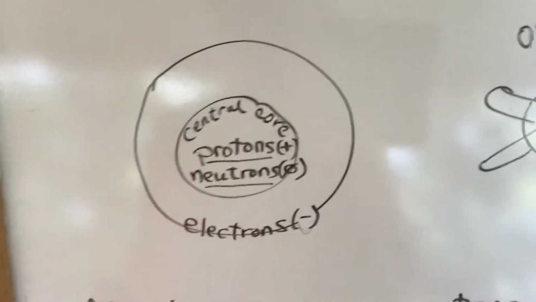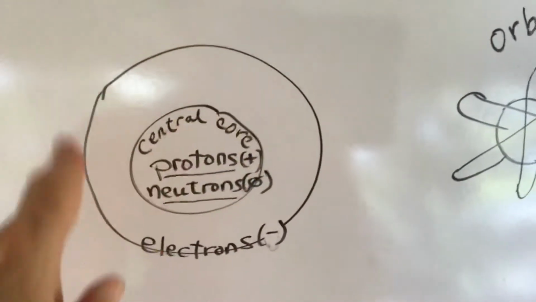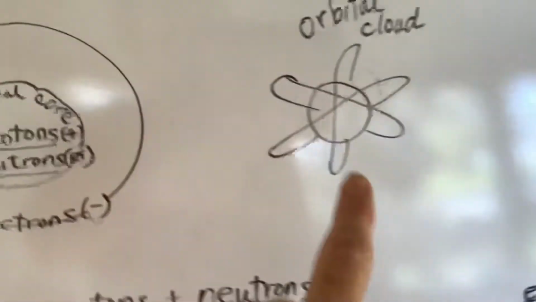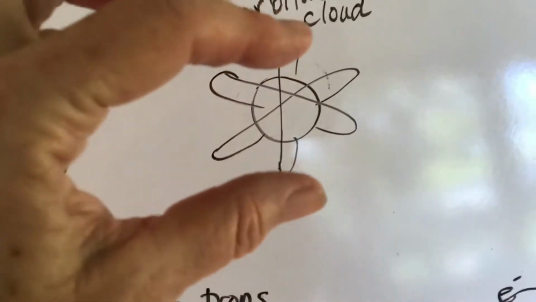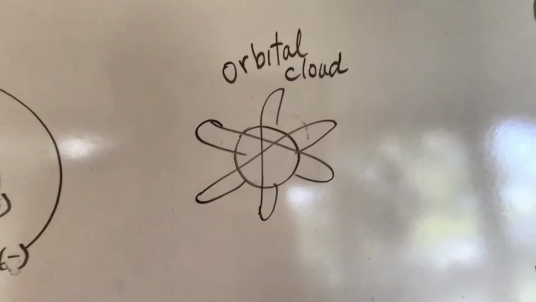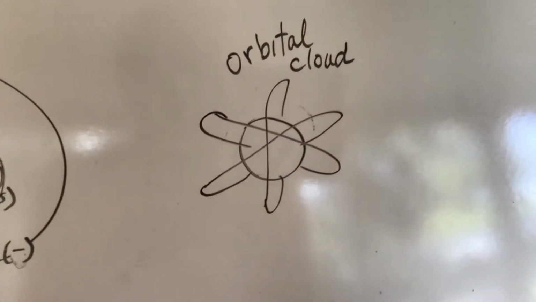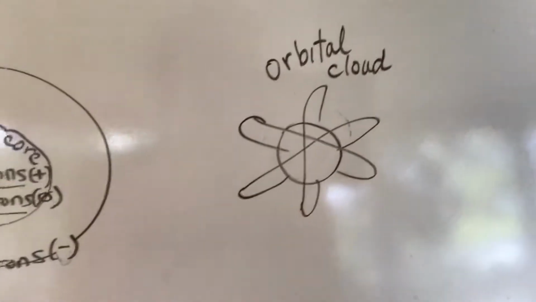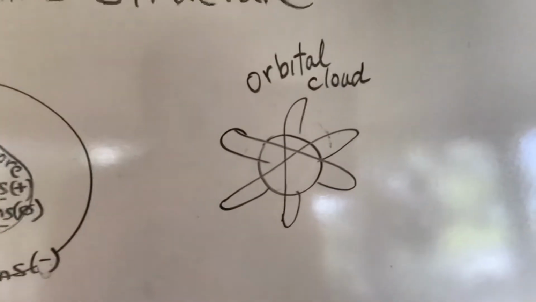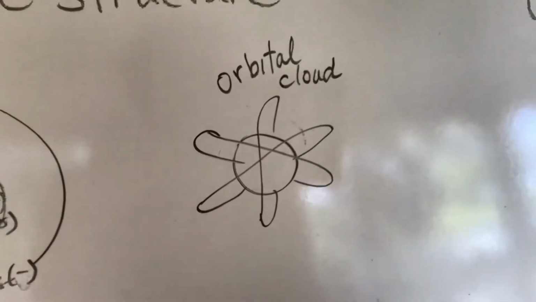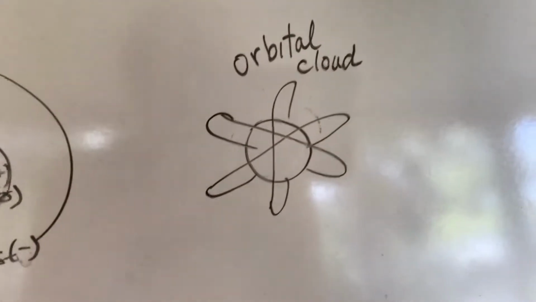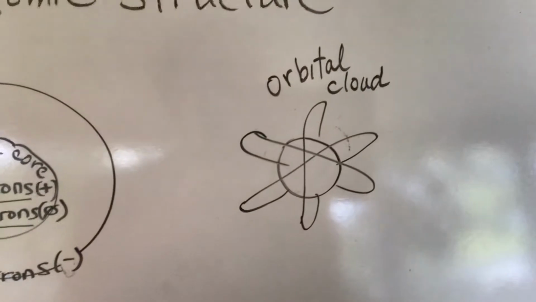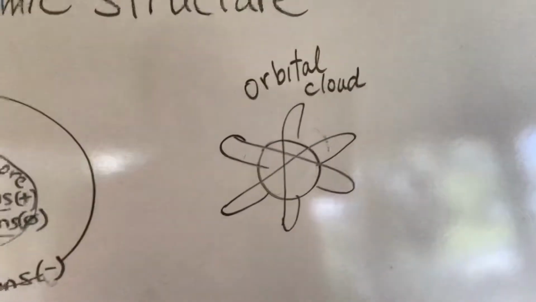Now, electrons don't really just go in one single line around that central core. Instead, they go all over the place at a certain distance around that central core, and this is called the orbital cloud. And you might have seen the atomic energy or something like that represented by this symbol, or some symbol that looks similar to this. And that's because the electrons are, if you were to look at an atom, it would look fuzzy, like you would hardly see that central core.